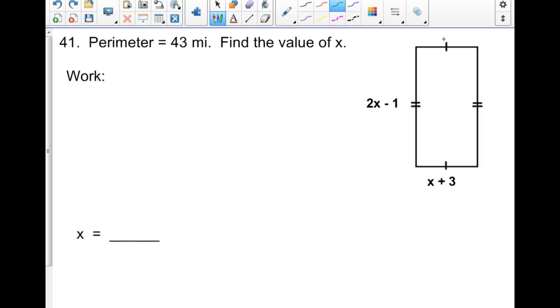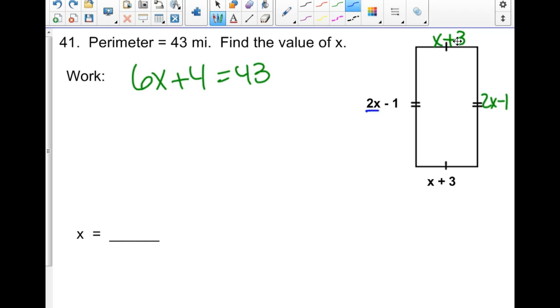Perimeter, this is 43. Don't forget that a rectangle has 2 opposite sides that are congruent, so you've got to remember to label these as well and then add things up properly. I'm going to add up my x's as I go around. I got 2x, 3x, 4x, 5x, 6x. I got 3 plus 3 minus 1 minus 1. That's 6 minus 2 would be 4, so I got 6x plus 4 equals 43.